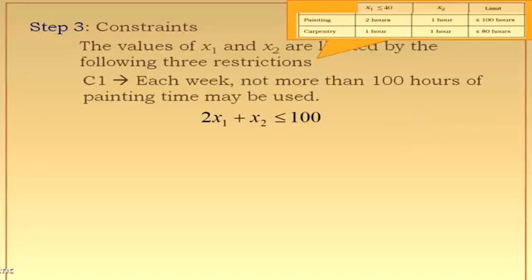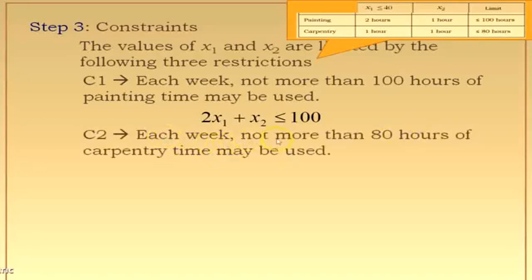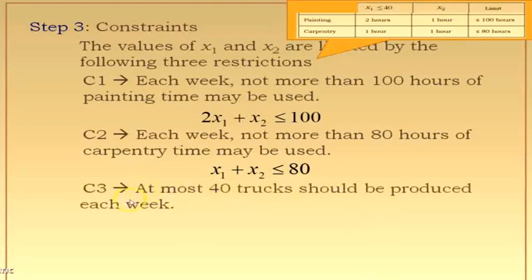The second constraint is each week not more than 80 hours of carpentry time may be used. Thus, the function is x1 plus x2 less than or equal to 80. The third constraint is the limitation of the wooden trucks production. At most, 40 trucks should be produced each week. Means x1 is less than or equal to 40.